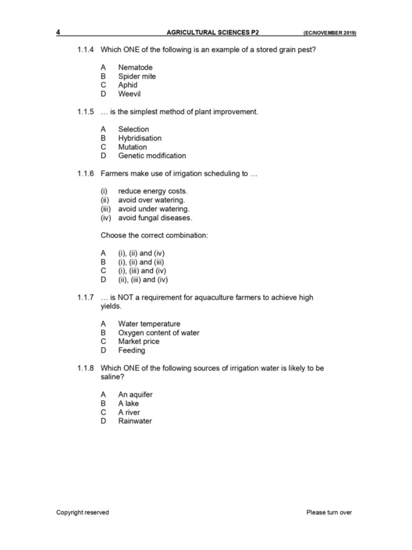Farmers make use of irrigation scheduling to: one, reduce energy cost; two, avoid overwatering; three, avoid underwatering; or four, avoid fungal diseases. Now you choose the correct one. Is it 1, 2, and 4? Or is it 1, 2, and 3? Or is it 1, 3, and 4? Or is it 2, 3, and 4? Which one is the correct combination? Then you choose your letter there. You just only write the letter.